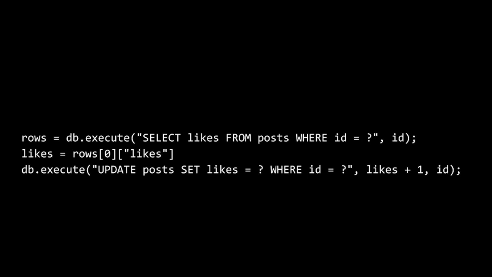So this is going to be like 50 million. And I want it to go to 50 million and 1. So how do I do that? Well, I execute on the database, update, posts, set, likes equal to question mark. And then I just plug in likes plus 1.